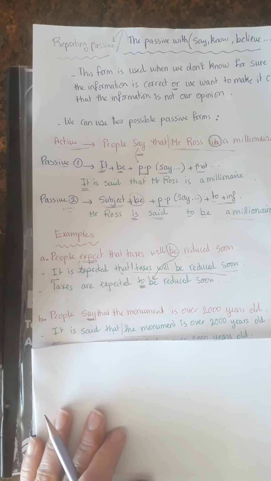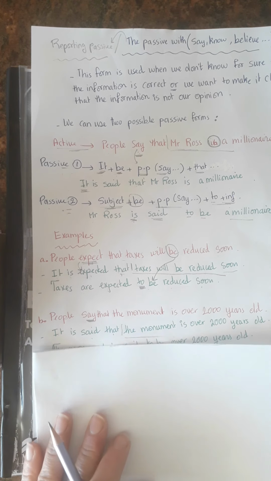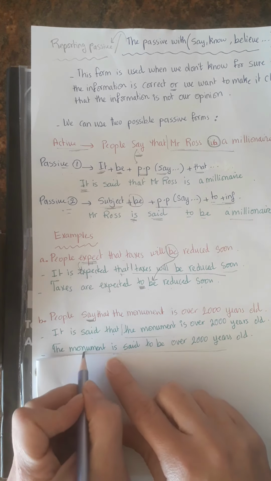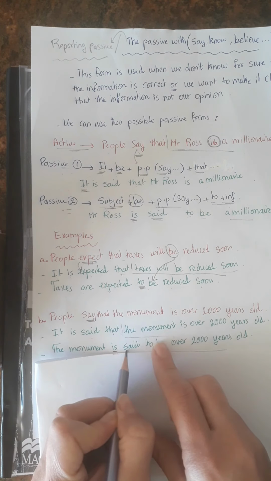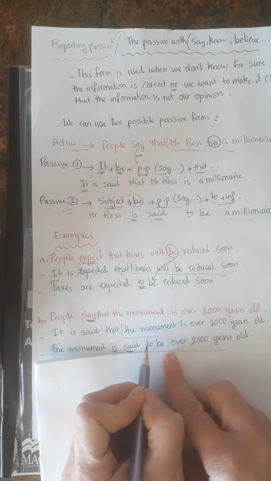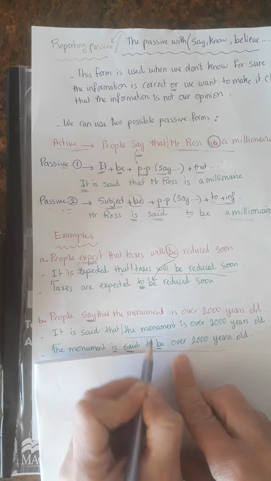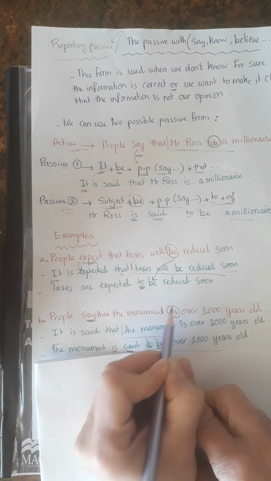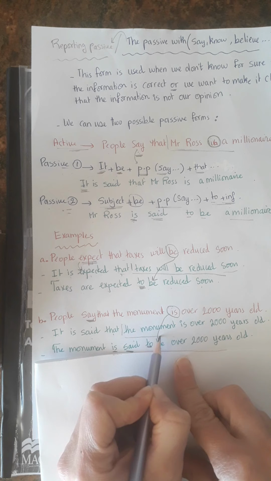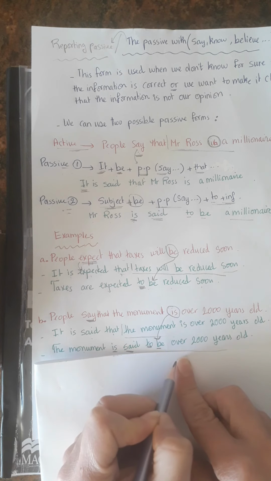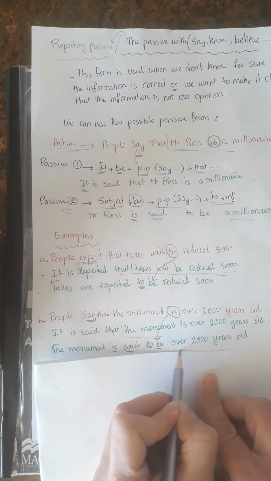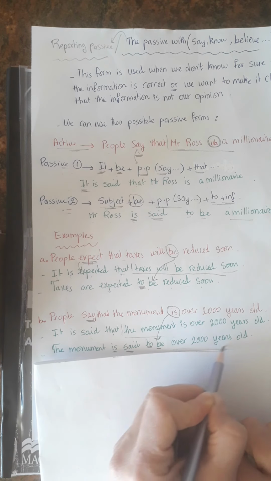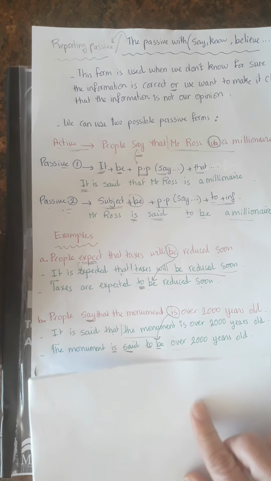Now, let's start with the subject, which is the monument. According to this rule, the monument is said to be, because the main verb is, and we have to add it in the infinitive form of the verb. So the monument is said to be, then finish the sentence, to be over 2,000 years old.